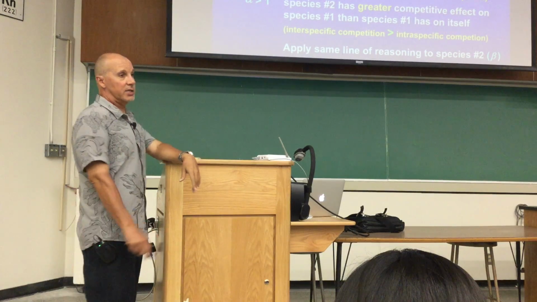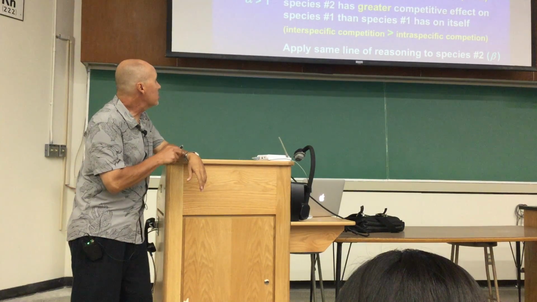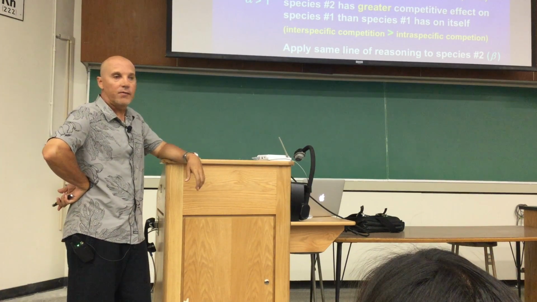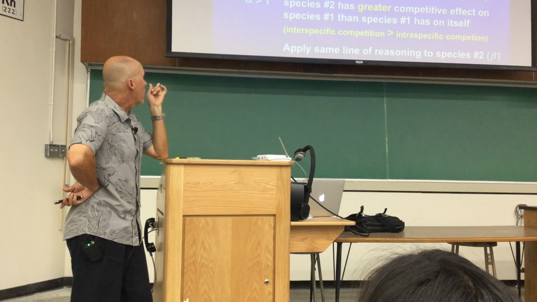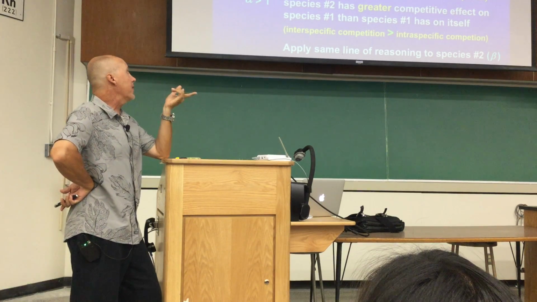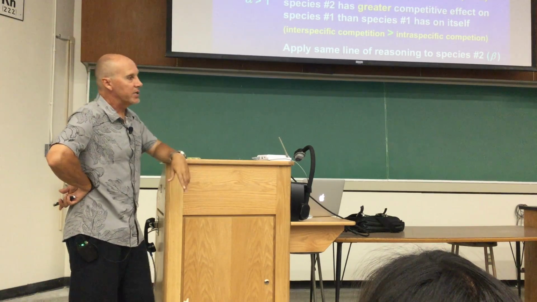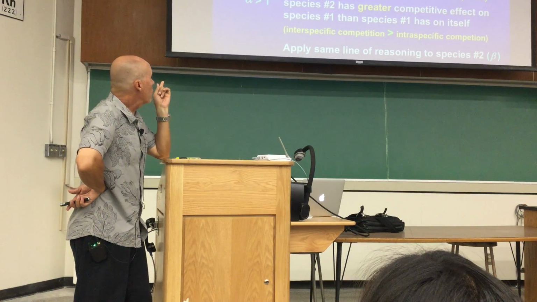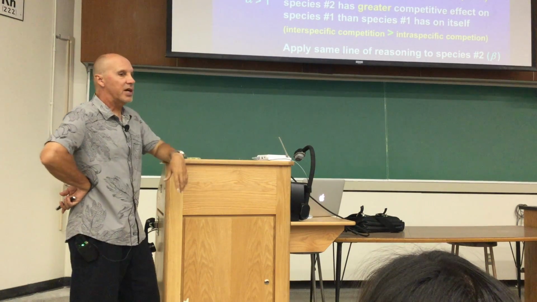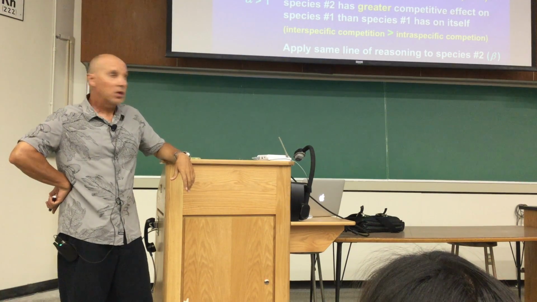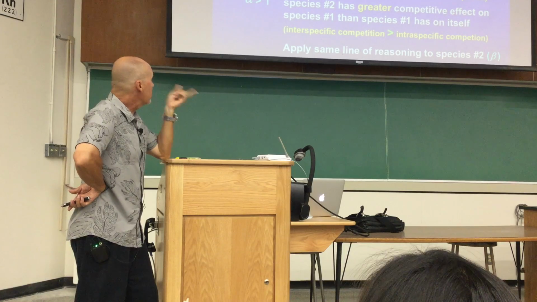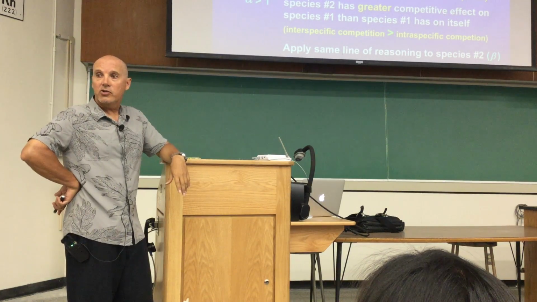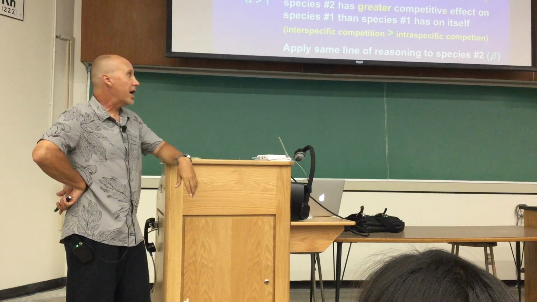If alpha is less than 1, what does that mean? It means that species 2 has less competitive effect on species 1 than species 1 has on itself. If alpha is greater than 1, species 2 has a greater competitive effect on species 1 than species 1 has on itself. So what are the logical outcomes? If alpha is less than 1, interspecific competition is not as strong as intraspecific competition. If alpha is greater than 1, interspecific competition is going to be bigger than the effects of intraspecific competition. Those are the logical outcomes.